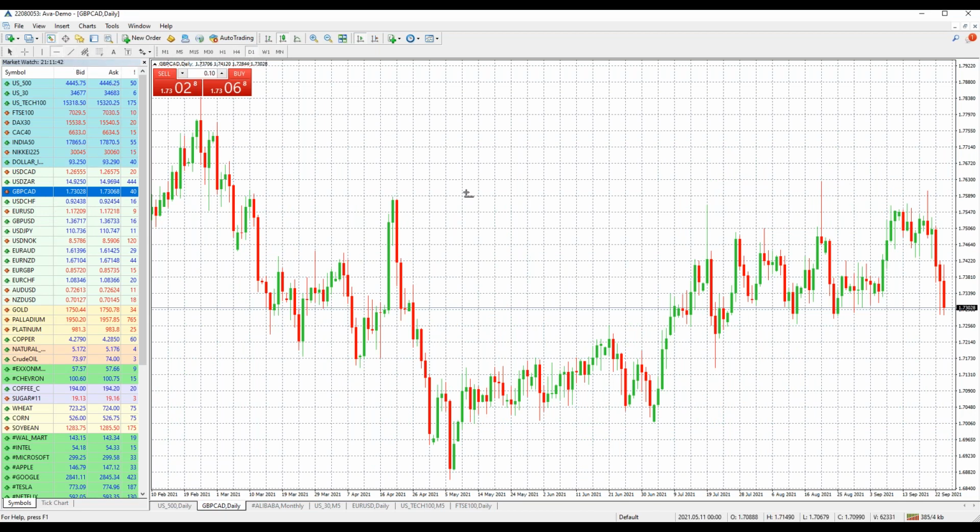GBP CAD, I think last week I mentioned it. I just want to show you how levels really work, the same as we spoke about. Take a look at the levels. This level right here happened on April 20th, and we had a retest here with the spike.